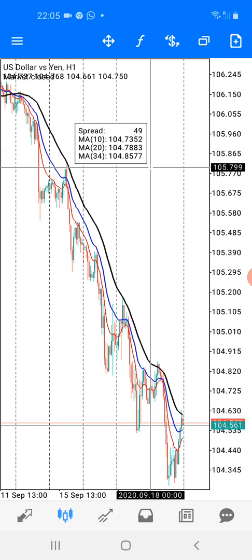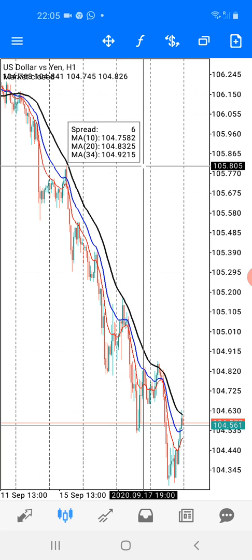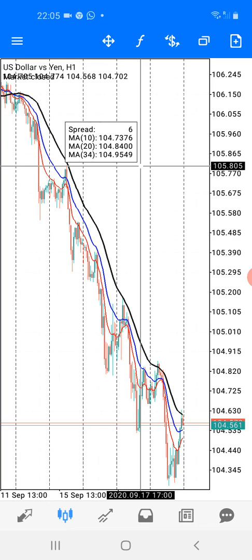So using the 1 hour chart will be the best. Like I said before, using the 1 hour chart will help you, and that is the best timeframe you will use in order to understand and also make the best use of this strategy. So now let's go ahead and set the moving averages.